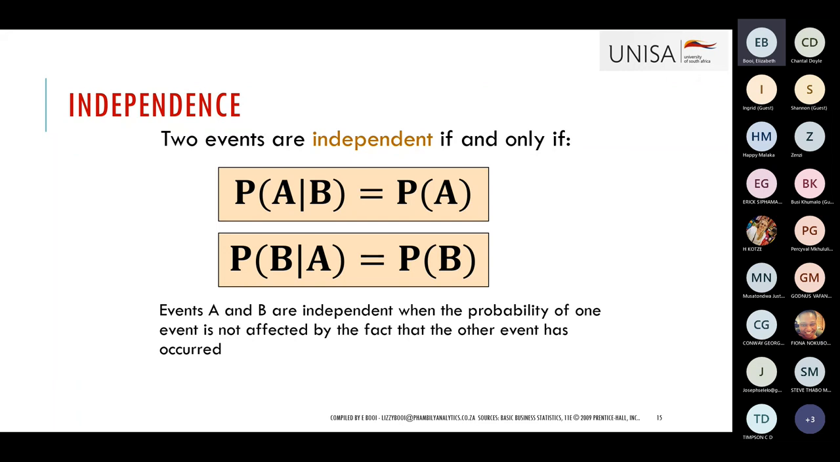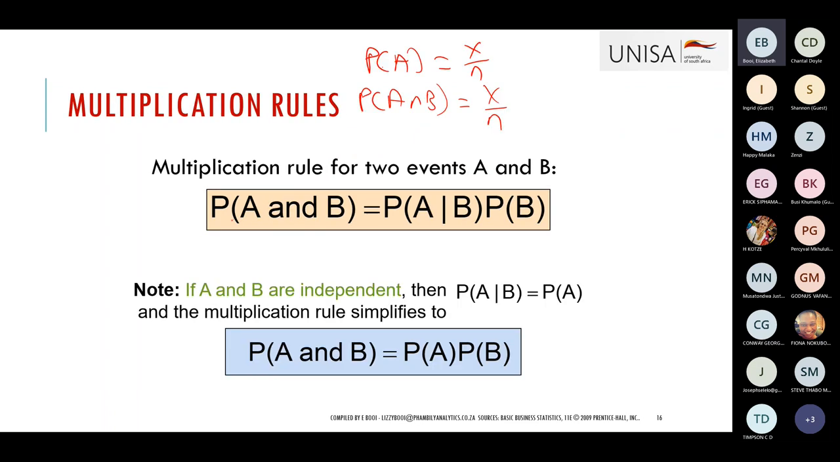You can also use this to prove whether events A and B are independent, because if A and B are independent, the conditional probability of A given B should be the same as the simple probability of A. If they are not equal, then they are not independent. If and only if events A and B are independent, then the joint probability of A and B is given by the probability of A times the probability of B, and that is the multiplication rule.